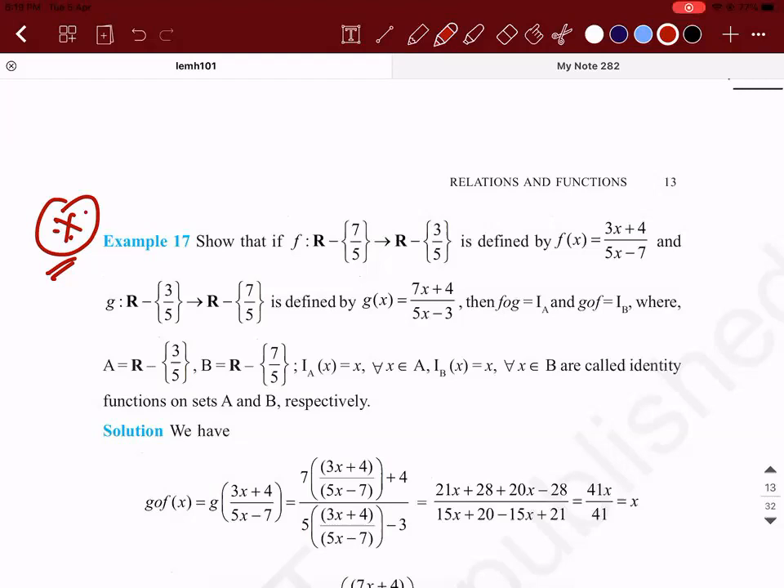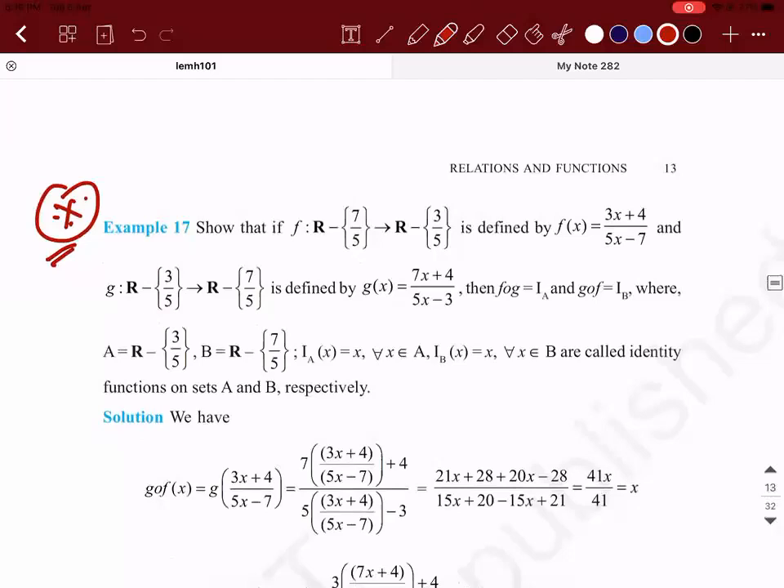Range. I told you certain steps, no? If you want, you can do it as an exercise. Follow the same steps. Find the range of f, that will come out as r minus 3 by 5. If you want, you can try and tell me later. And that is not our context here. I'm just trying to explain it. And g is a function mapped from r minus 3 by 5 to r minus 7 by 5.